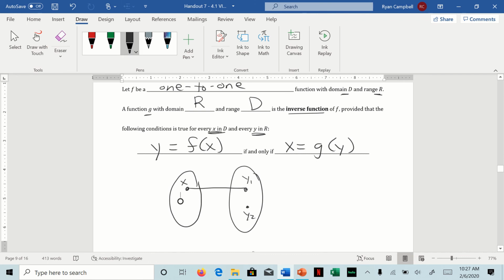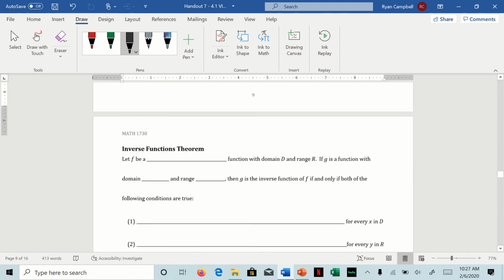Okay. So if we have two x's going to the same y, then when you flip that, going in the opposite direction, notice we're not going to have a function anymore, right? g wouldn't be a function because you have a y going to two different x's. So to have inverse functions, you have to have one-to-one, right? One x can touch one y, and one y can touch one x. So that's why one-to-one is important.